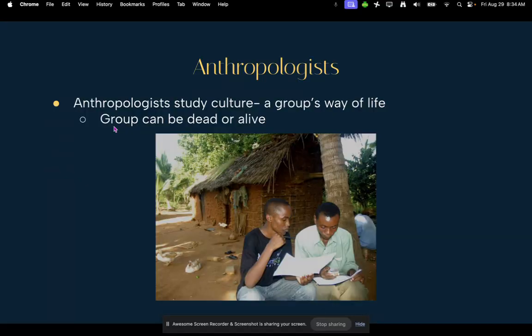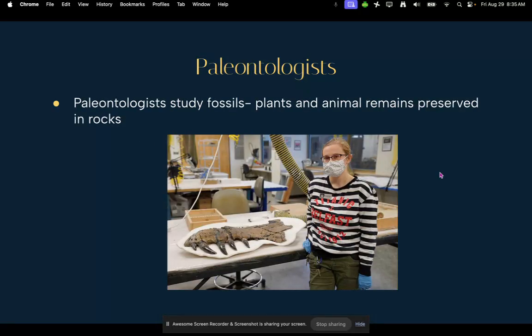Then you have anthropologists. Anthropologists study culture or a group's way of life. The cool thing about anthropologists is that they can study groups that are dead, like groups from thousands of years ago, or they can study groups that are still alive today. And then you have paleontologists, who are a little bit different. They study fossils, but mostly plant and animal remains preserved in rocks, not necessarily human remains. That's where dinosaurs and stuff come in.